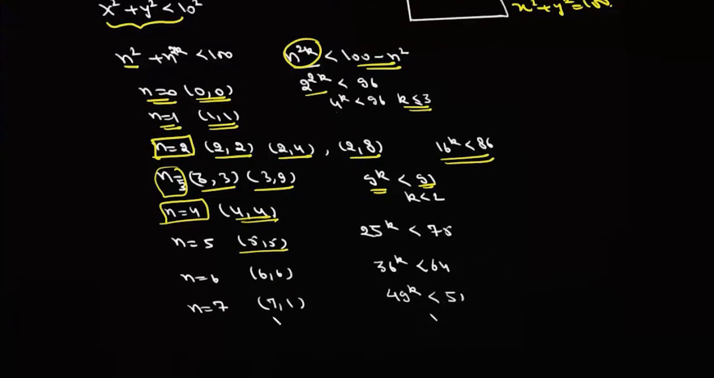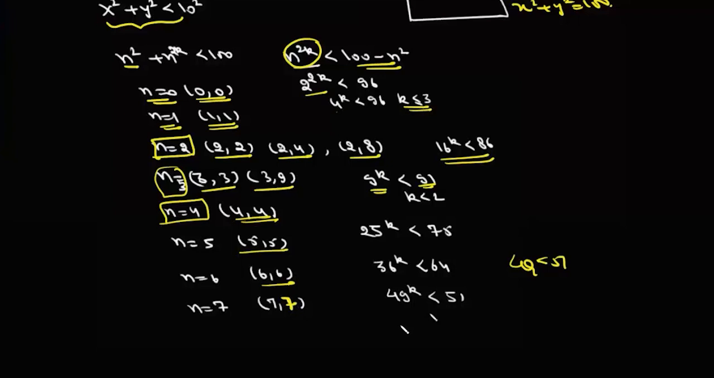Now for n equals 4, we'll have 4 to the power 2k, that is 16 to the power k, less than 86. Now 16 square is 256, so only one value is possible. So there will be (4, 4). In the same way, it will be (5, 5), (6, 6). And for n equals 7, we'll have 7 square 49, it should be less than 51. So there will be (7, 7).